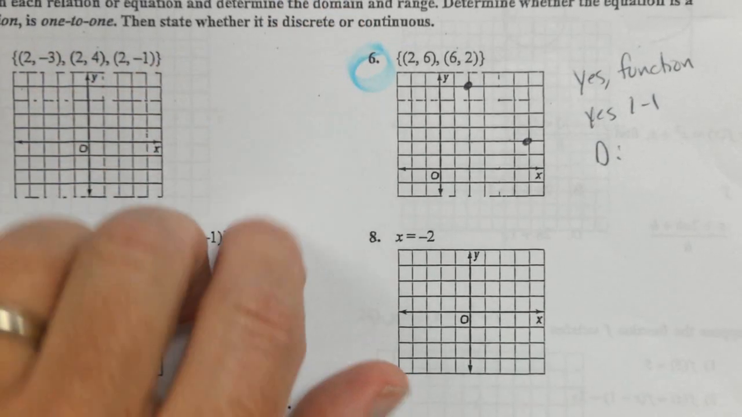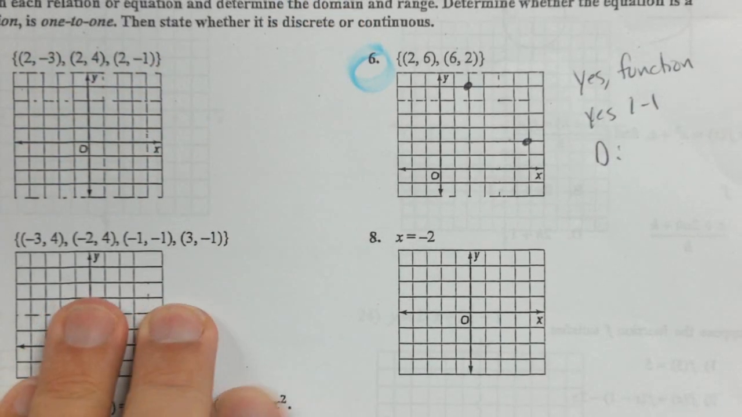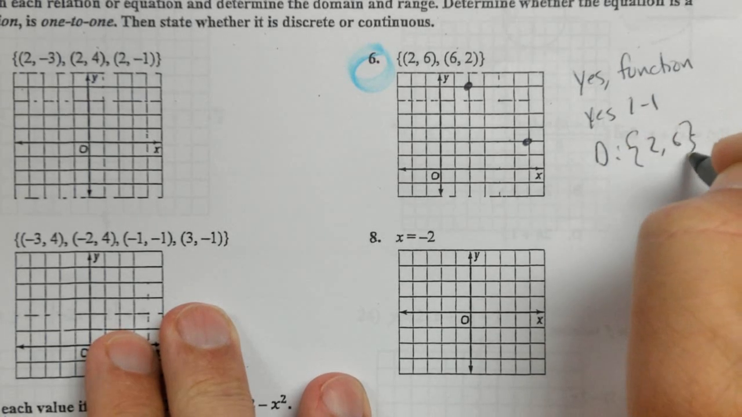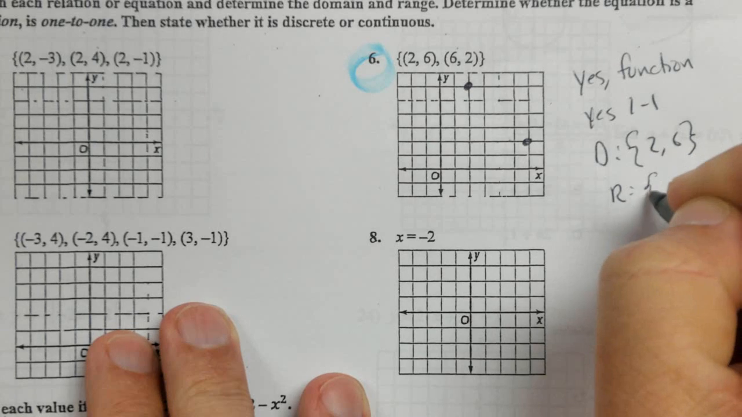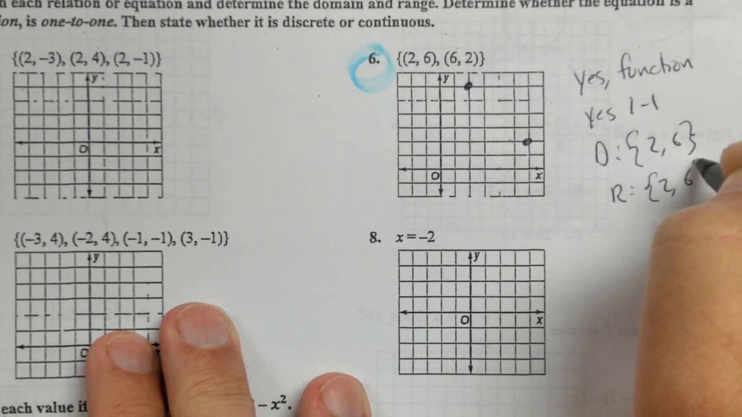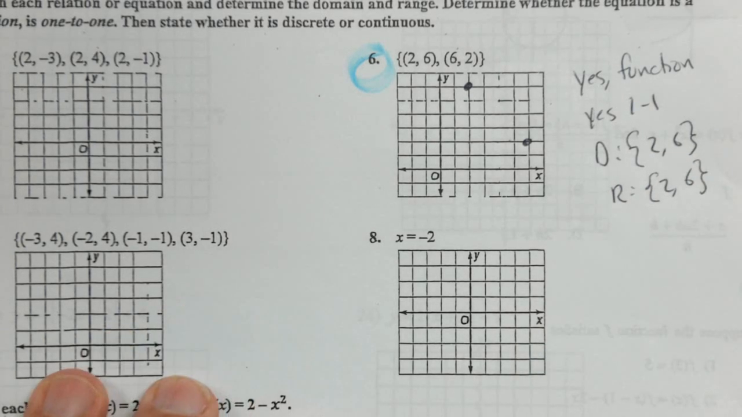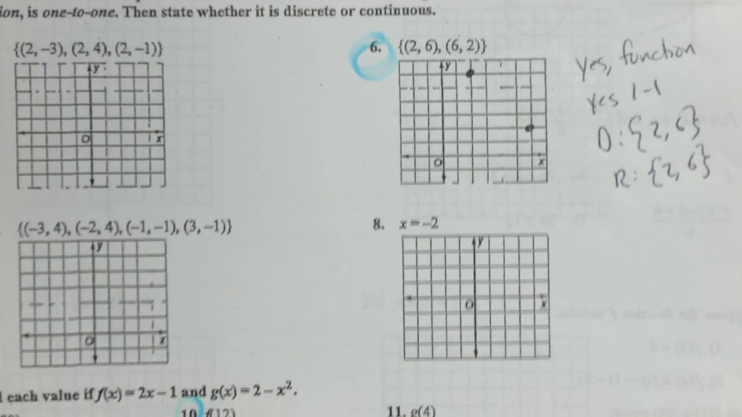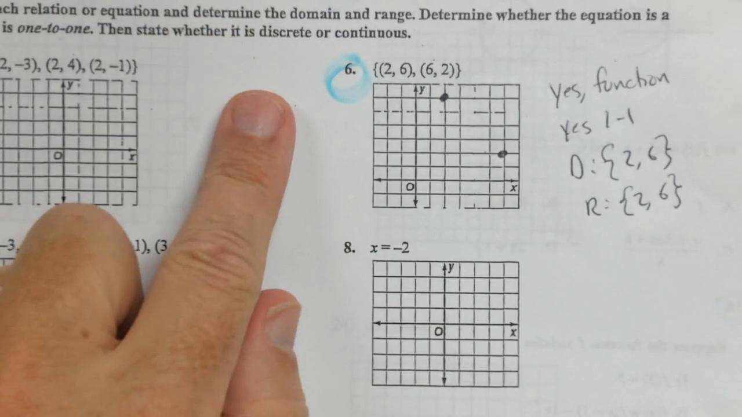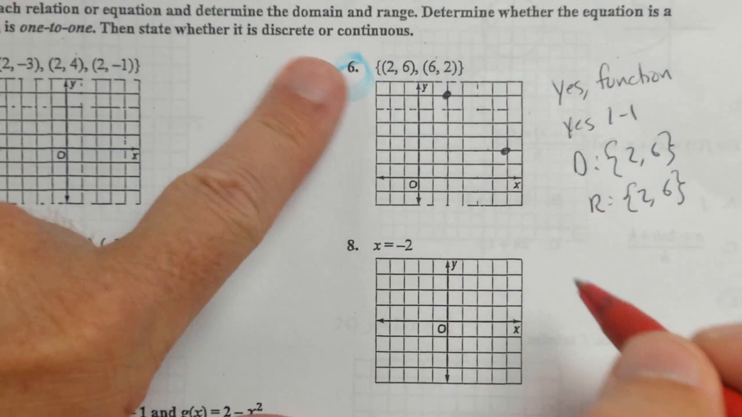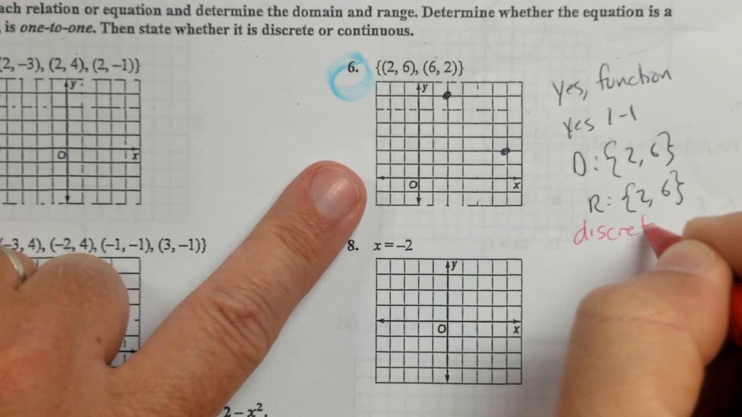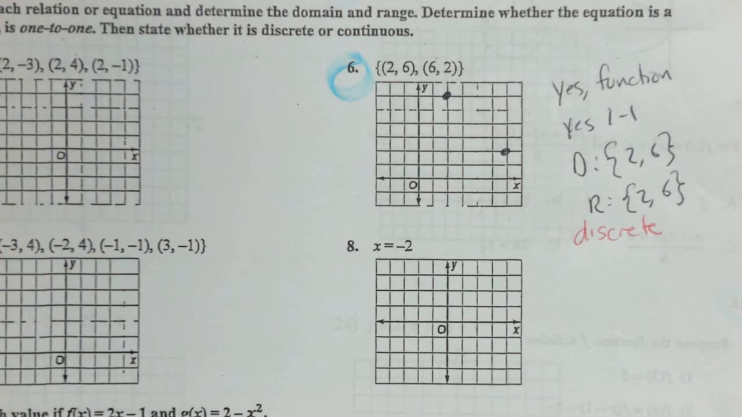Same thing as earlier. This is not a range of values. It is only 2 values for the domain, 2 and 6, and only 2 values for the range, 2 and 6. Not bracket 2 to 6. Actually, there's the reason why. Is this discrete or continuous? Discrete, and that's why we list the values. There's a finite number of points, not an infinite number of points. We just list the values.